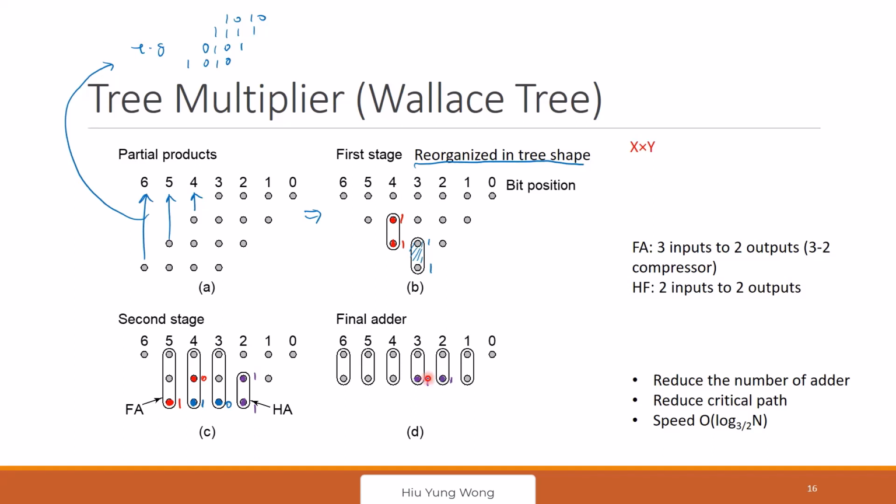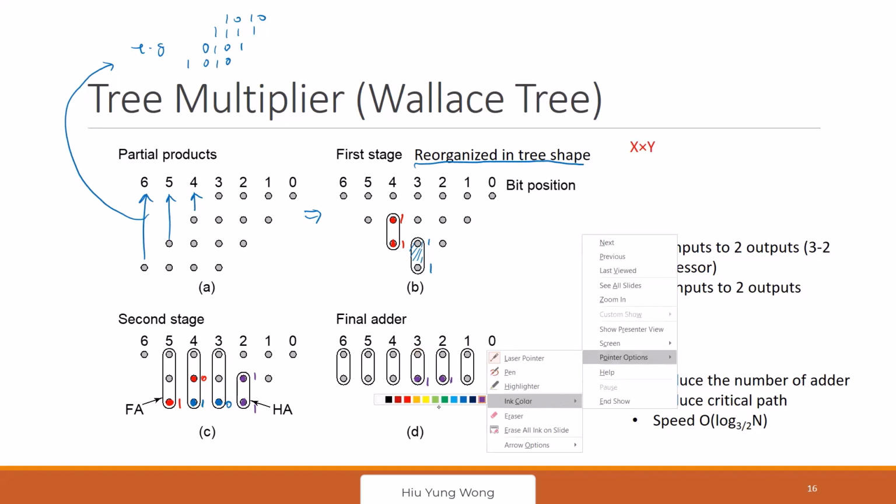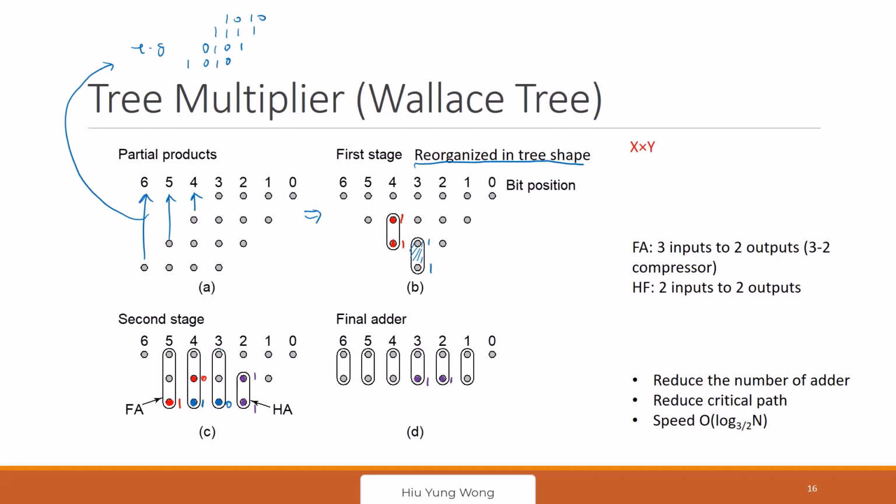But here, I use a full adder, so I have 3 points, right? So when these 3 points add together, for example, this 3 points, right? Let's say this is 1, and then plus 0. So this becomes what? 0, and then 1. I carry over 1, right?